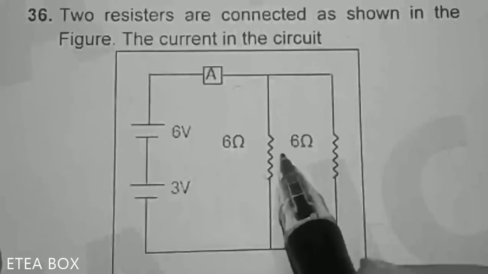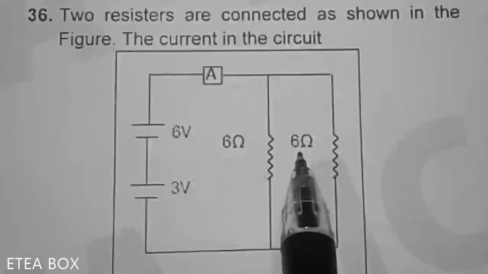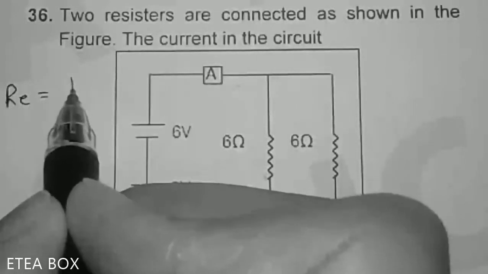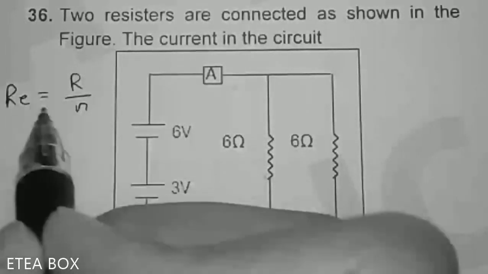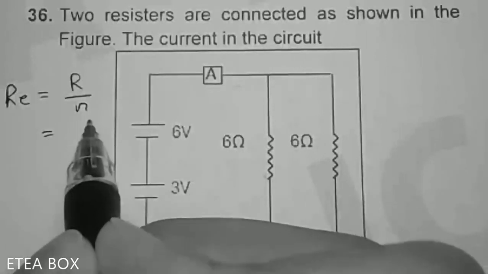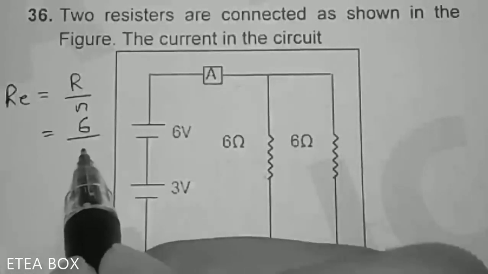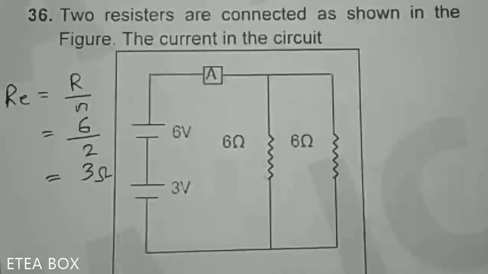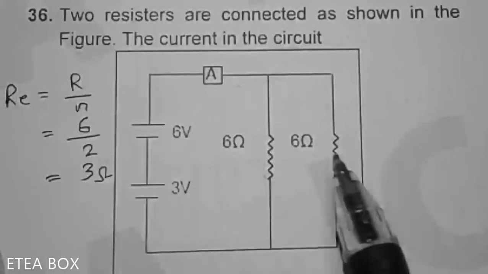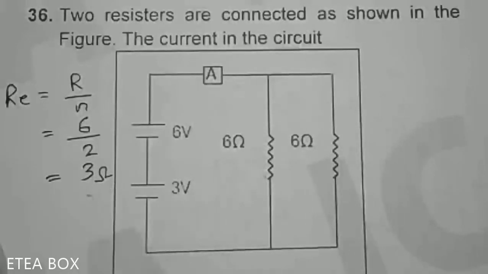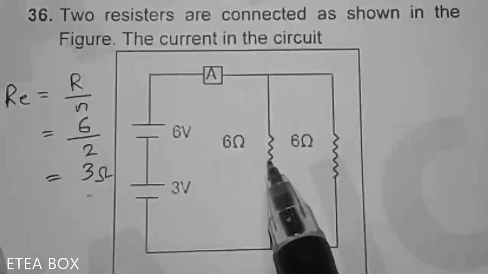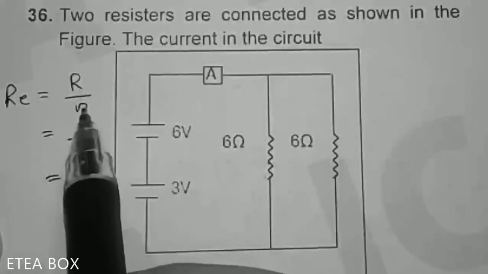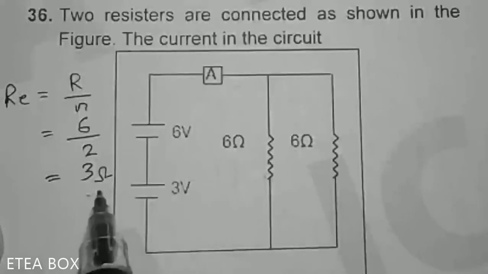So I told you that when the resistances are equal, then the formula for parallel combination is R equivalent is equal to R divided by N, where N is the number of resistances. So R is 6 divided by 2, so it will give 3. Okay, now the equivalent resistance for the parallel combination is 3 ohm. So this is the formula when the resistances are equal and they are in parallel combination, so you have to use the formula R divided by N. Okay, so it will give 3 ohm resistance.